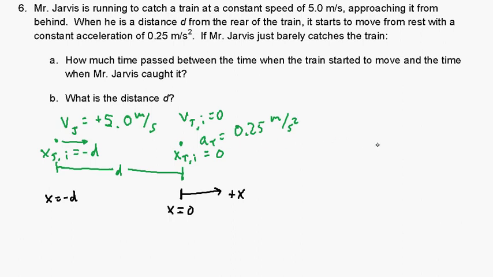And so they travel out here, and then at some point, Jarvis catches the train. So at this point, when we get to this stage, x for the train final equals x for Jarvis final. And then the tricky part of this is Mr. Jarvis just barely catching the train. What does it mean for him to just barely catch the train? That's kind of subtle, but that's the whole key of the problem, because right now we've got more unknowns than we have ways to find them.